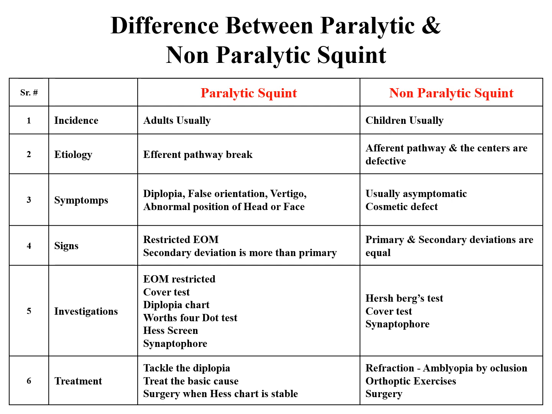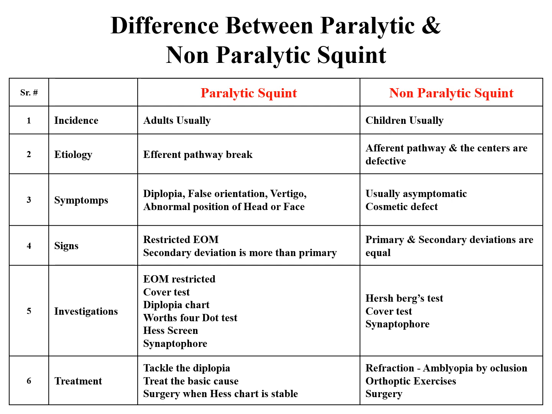As far as symptoms are concerned, diplopia, false orientation, vertigo, and abnormal position of head or face are there in case of paralytic squint, but no such symptoms are present in concomitant squint. Only the cosmetic defect is pointed out by parents, relatives, or friends.